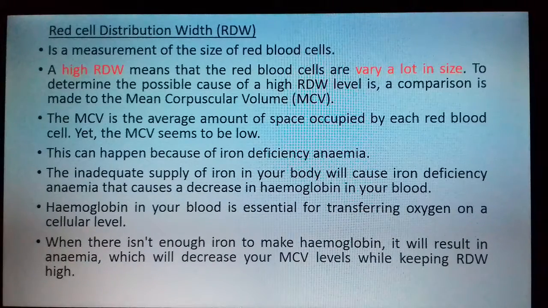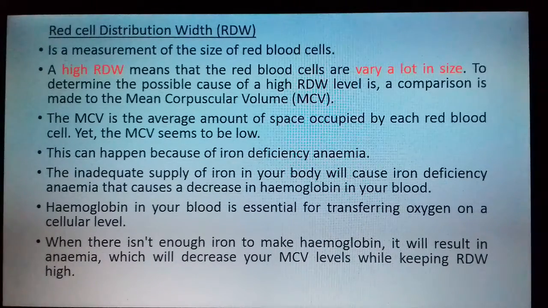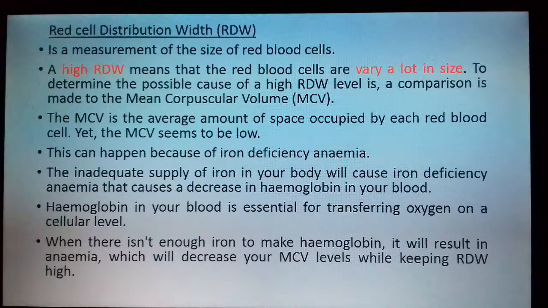The inadequate supply of iron in your body will cause iron deficiency anemia that causes a decrease in hemoglobin in your blood. Hemoglobin in your blood is essential for transferring oxygen on a cellular level. When there isn't enough iron to make hemoglobin, it will result in anemia, which will decrease your MCV levels while keeping RDW levels high.